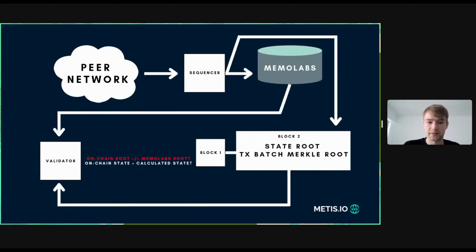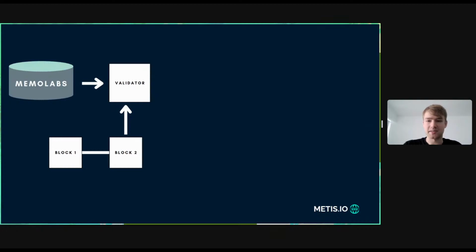Going back, let's say the transaction batch root is not equal to the Memo Labs root. What this means is that the sequencer, for whatever reason, decided not to post the data. They posted the data on chain, so they say they posted the Merkle root, but the validator wasn't able to find it in Memo Labs. So this means that the data isn't found. That means there needs to be something done in order to get the data to be found. In this case, we're going to take that exact same example.